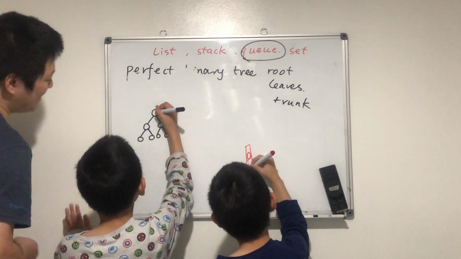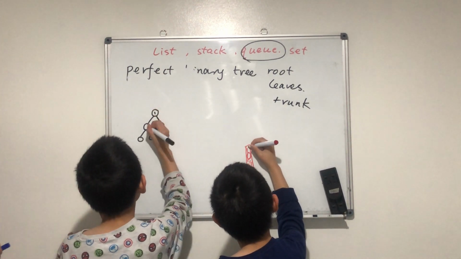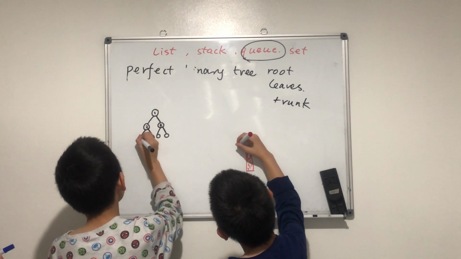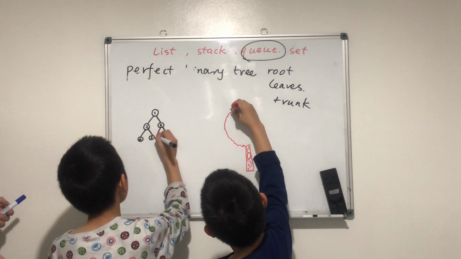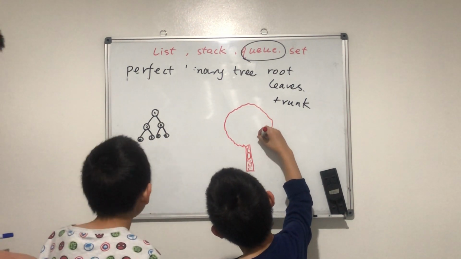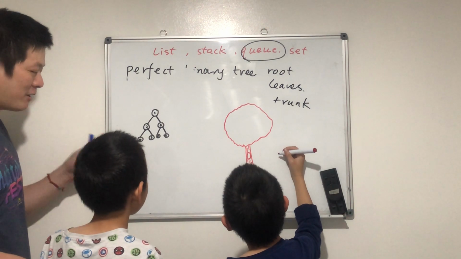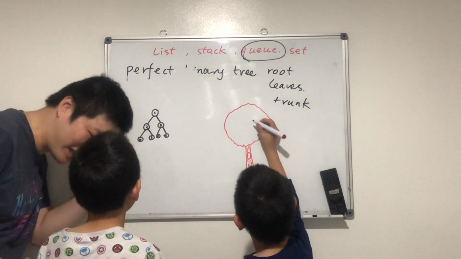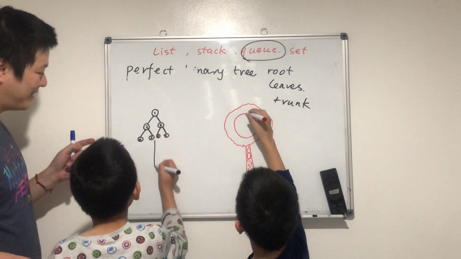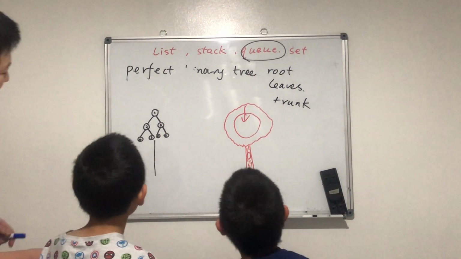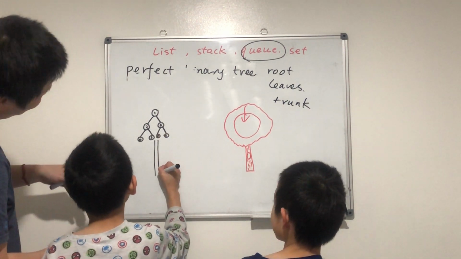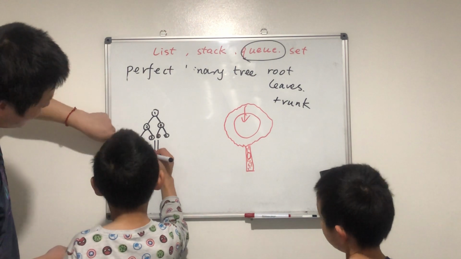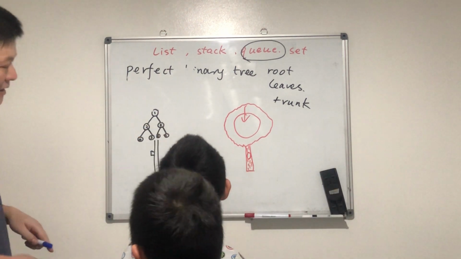So can you tell me, what's this tree? Binary tree. Also a perfect binary tree. Am I right? Okay, good. No, this is upside down actually. This is the root, and then this is the leaf. Okay? Okay, good job.